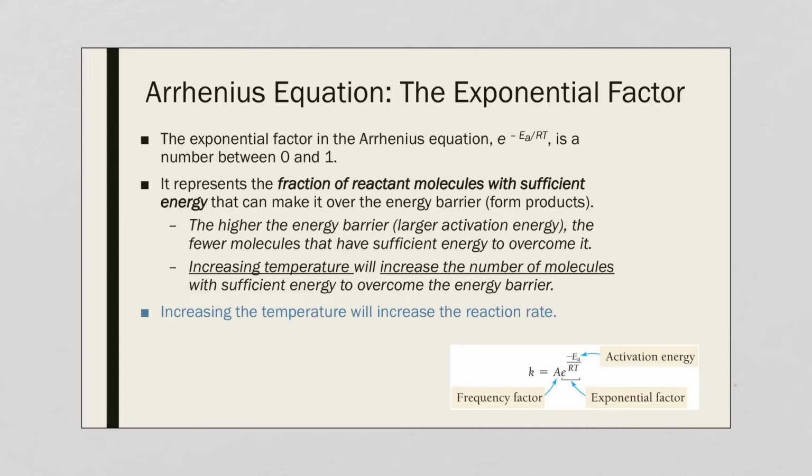So the exponential factor is going to be a number between 0 and 1. Depending on the value of this negative EA over RT, we're going to get a value for the exponential between 0 and 1. And it represents the fraction of molecules with sufficient energy to make it over the energy barrier.